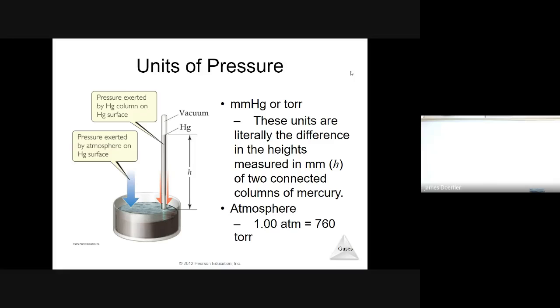moving in. Now, when we talk about millimeters of mercury or torr, either one's kind of interchangeable. These are literally the difference in heights, measured in millimeters, between 2 connected columns of mercury. 1 atmosphere is what we typically use to measure atmospheric pressure, and it is equal to 760 torr. Or you can also write 760 millimeters of mercury, mmHg.